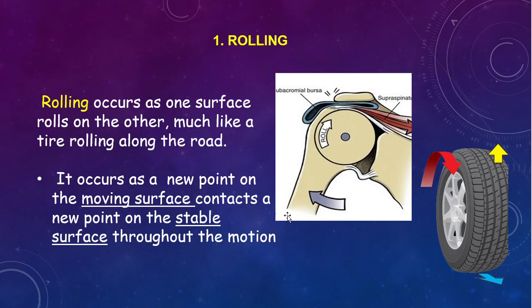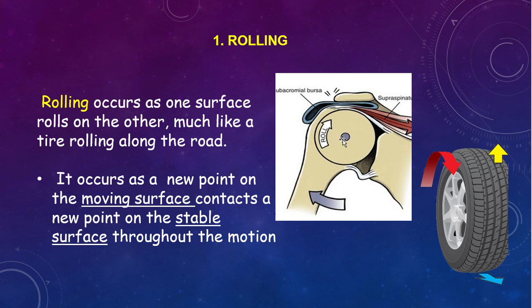The best way you can understand rolling is to imagine rolling the tire of a vehicle on the floor. While the tire is moving, a point on the tire will make contact with a point on the floor. For the tire to keep moving, another new point on the tire will make another contact with a new point on the floor, and that will have to continue. And that is why rolling is described as a movement that takes place when a new point on the moving surface, that is the tire, is making contact with a new point on the stable surface as the movement continues.